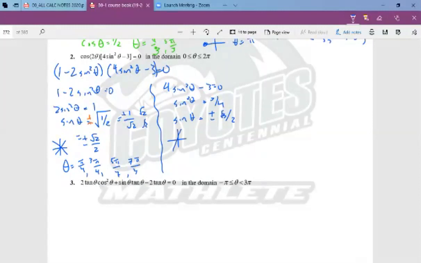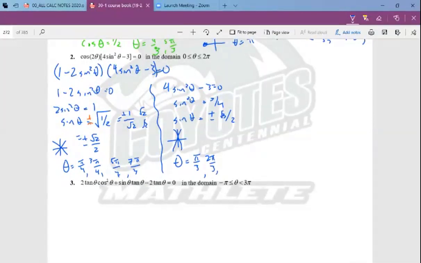If we have sine is equal to that, we are talking about your pi thirds reference angle. It's both plus and minus, so it's not just quadrants 1 and 2, it's also quadrants 3 and 4. And theta equals pi thirds, 2 pi thirds in quadrant 2, quadrant 3, 4 pi thirds, 5 pi thirds is the full list.